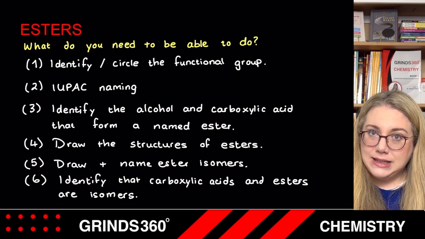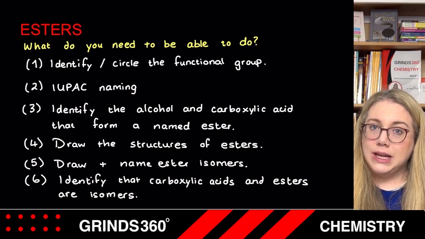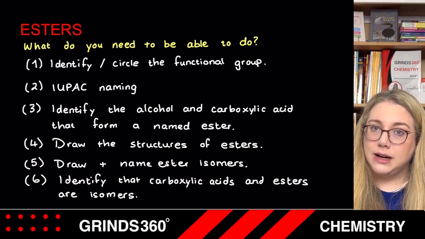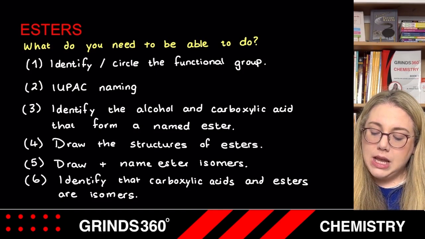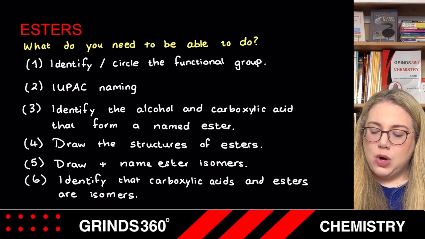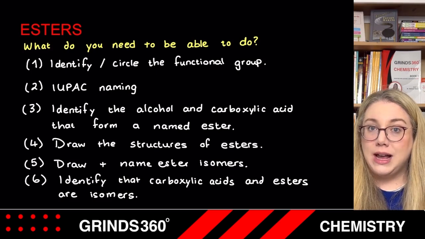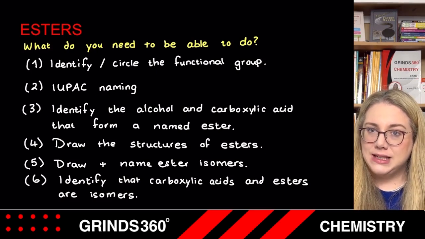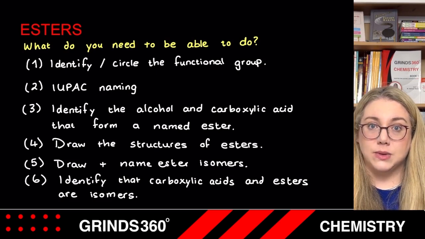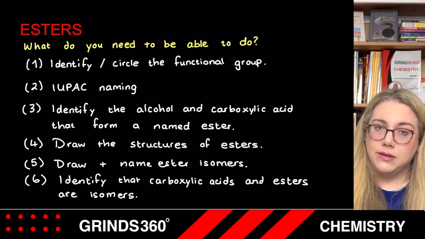Now that is something that I would definitely know going into the 2025 exam this year, because that type of a question, knowing that different families are isomers of each other, it wasn't touched upon at all in last year's question 8. So it's kind of sticking out that this year it could come up in question 8. So it's something that I would definitely focus on in my revision.